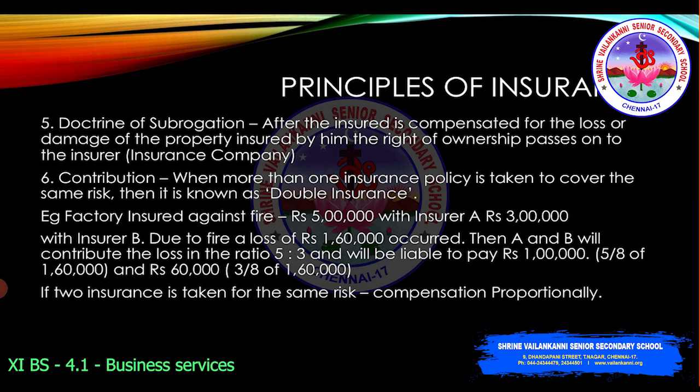So whatever is the compensation, not a penny more than the loss will be payable, even though you have taken double insurance. So that is the principle of contribution. If two insurances are taken for the same risk, compensation will be paid proportionally. So proportionally, in this example, it is 5:3.